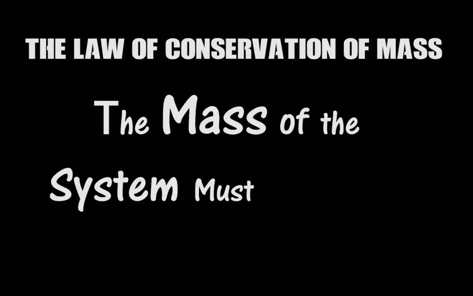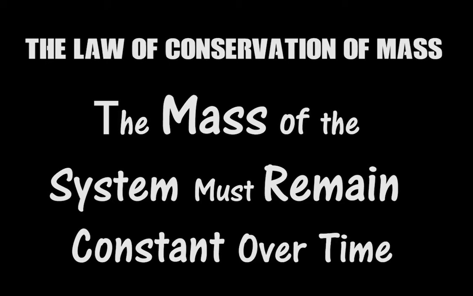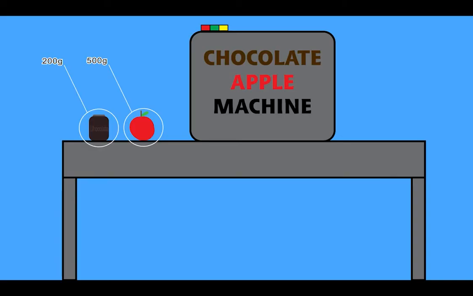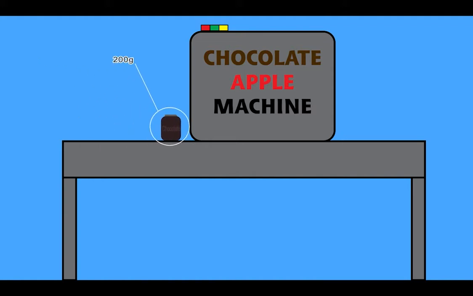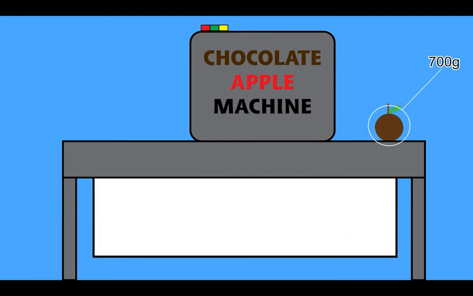The law of conservation of mass: the mass of the system must remain constant over time. Here we have the chocolate apple machine. As you can see, the apple is 500 grams and the chocolate is 200 grams. And out comes the chocolate apple with a mass of 700 grams.